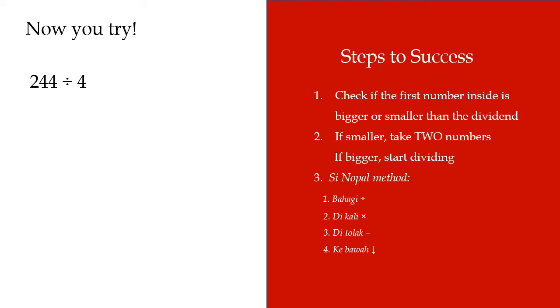Now it's time for you to try by yourself. Take a piece of paper and follow the step to success for today. 244 divided by 4. It helps if you have your timetable 4 on the side. And it also helps if you do it slowly and one by one. So I'm just giving you a head start right here and a head start right here. You're going to put 244 inside and 4 as the dividend. You can try step by step and you can try the Sinopal method.